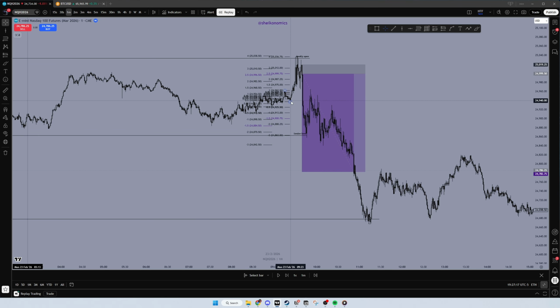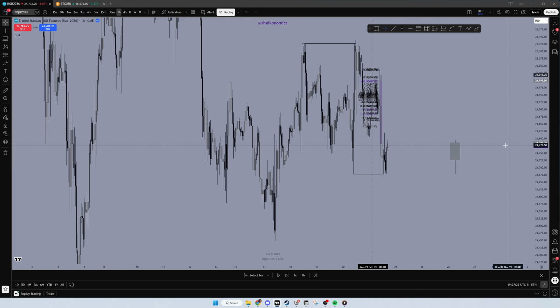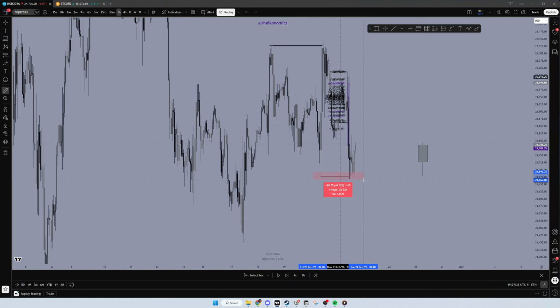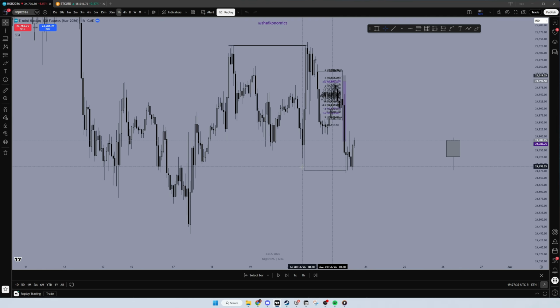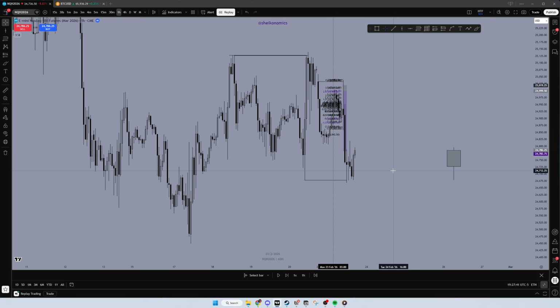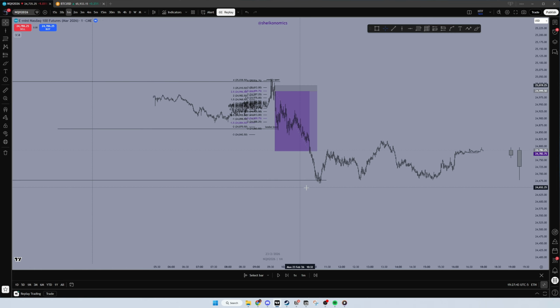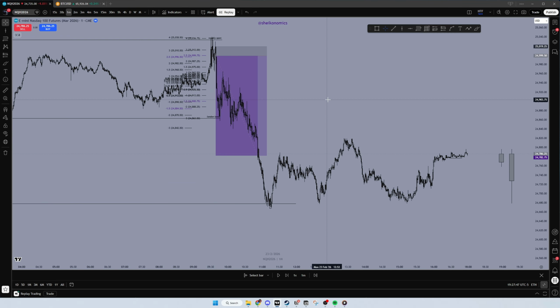So 9:30 open, manipulation higher, and then just dumping pretty much the rest of the day until the final draw was taken. As you can see here on the high time frame, this is a very high resistance liquidity pool right here. So this was pretty much the last point of reversal. And as you can see, after we took that low, we ended up just rebalancing the range and the move for the day was done.